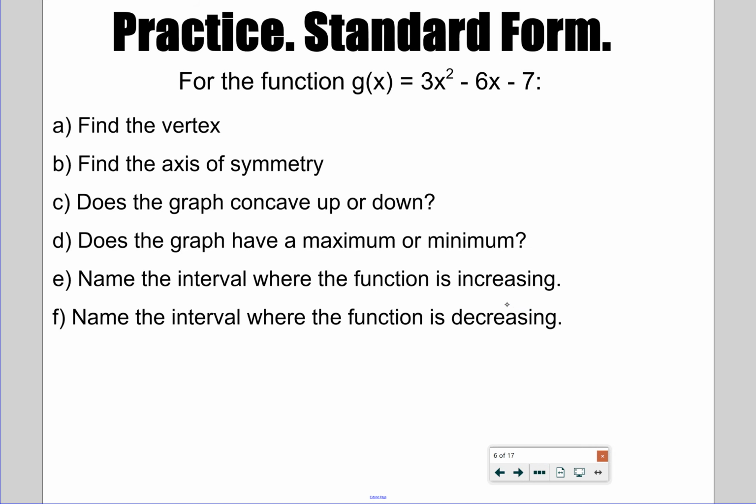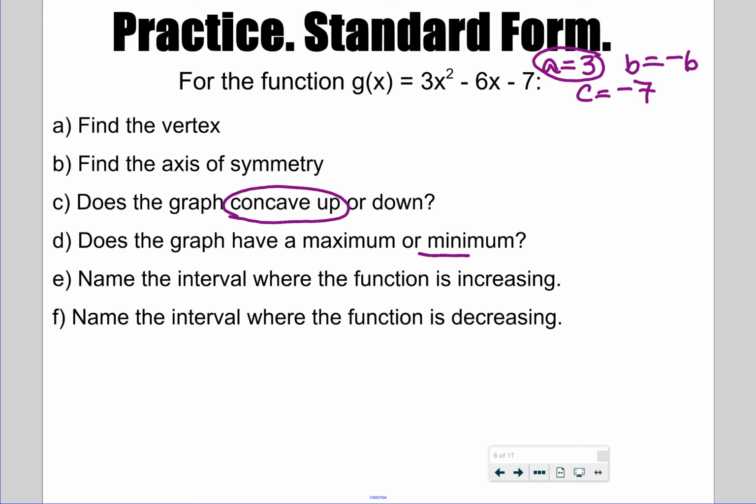All right, let's start with naming our A, B, and C values. A is 3, B is -6, and C is -7. Because the A value is greater than 0, a positive number, we can say that the graph concaves up, and therefore draw that little shape there. The vertex would be a low point, so it is a minimum.